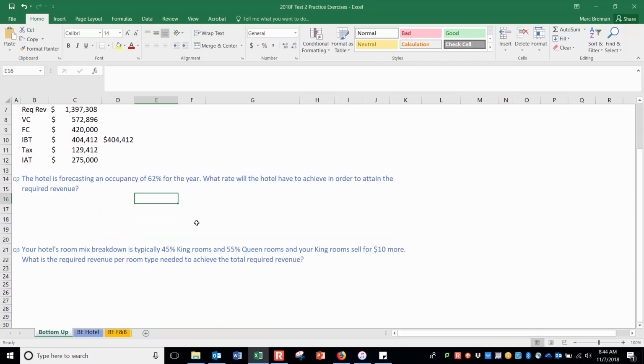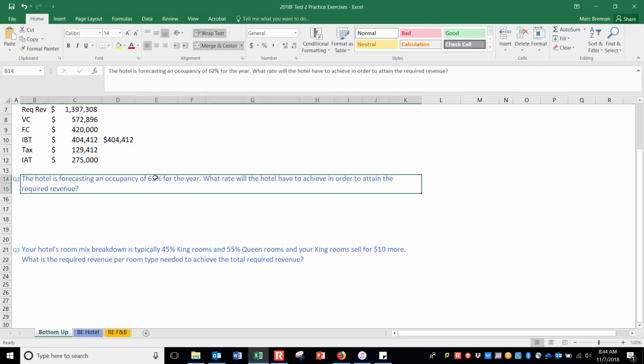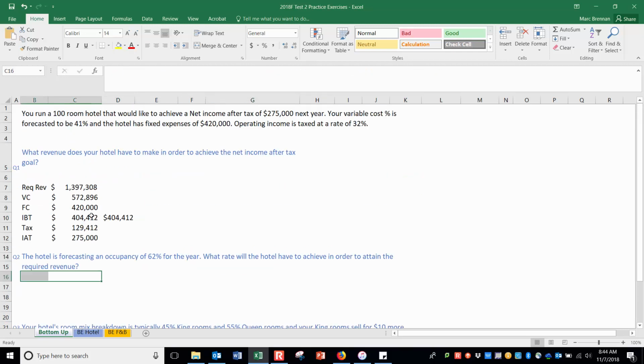Now, hotel is forecasting an occupancy of 62% for the year. What rate will the hotel have to achieve in order to attain the required revenue? Well, so first we need to figure out how many room nights this means for an entire year. Now, how many rooms do we have? We have 100 rooms.